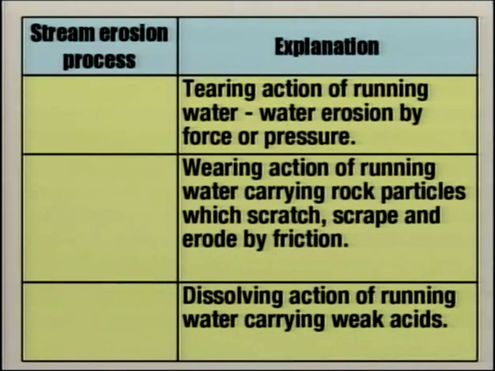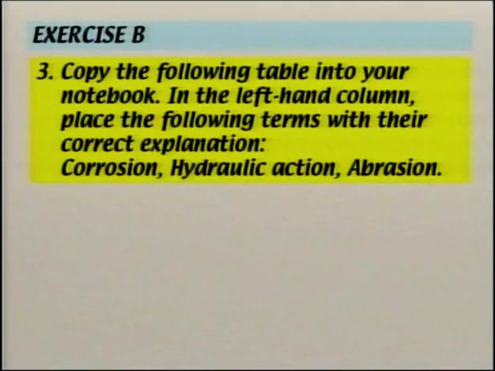Okay, again, we go back to the instruction for this particular table so you know exactly what you're supposed to do. In the left-hand column, all you have to do is place the correct term with the correct explanation. The terms are corrosion, hydraulic action, and abrasion. So you have 3 words for the second table. Okay, we have those activities. Those activities you will be required to complete for your homework.